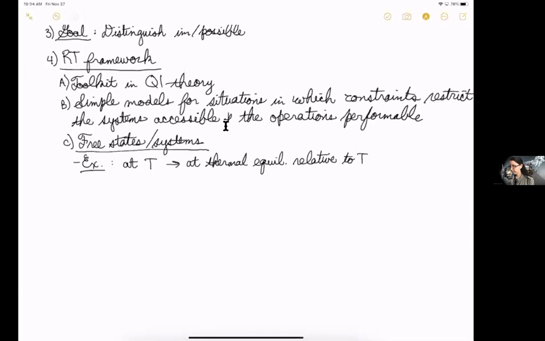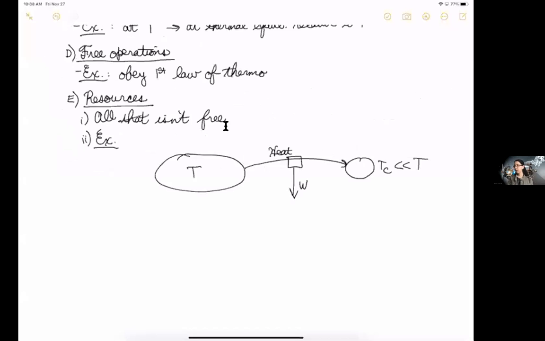For example, let's consider that thermodynamic setting. Suppose we're in an environment at a fixed temperature T, and suddenly someone hands us a much colder system. We can let heat flow from one system to the other, and from the heat flow, we can extract work. Work is valuable. For instance, we can use it to power a car or charge a battery. So this system that was not at thermal equilibrium relative to the ambient temperature serves as a resource.